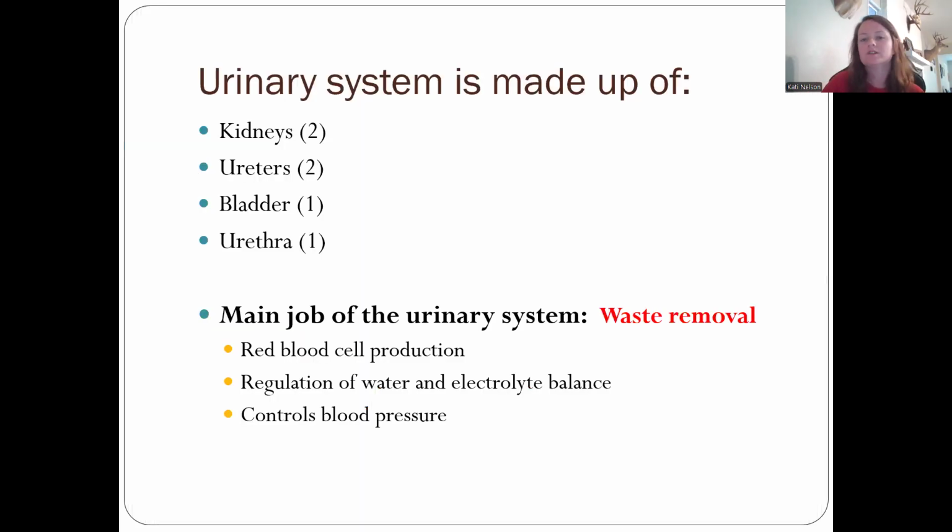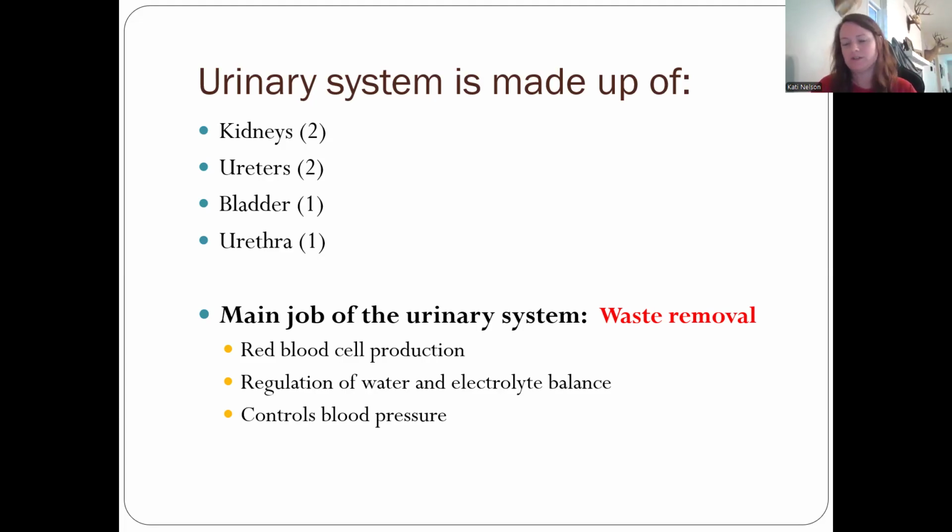So, the urinary system is made up of the kidneys, right? There's two. The kidneys make urine, and then you have the ureters. There's two of those, and those carry urine from the kidneys to the bladder. So this would be the upper portion of the urinary tract, and then from the bladder down would be the lower. The bladder stores the urine, and then the urethra is the connection to the outside world, right?